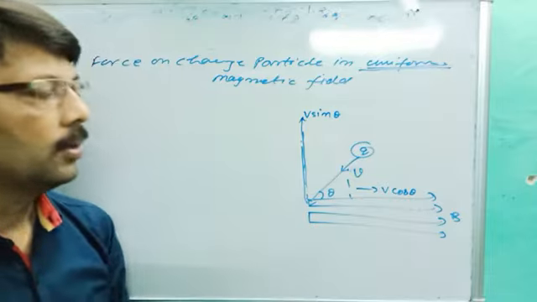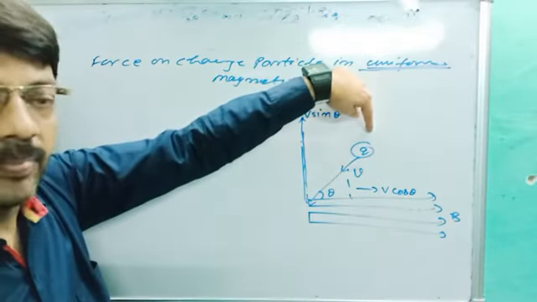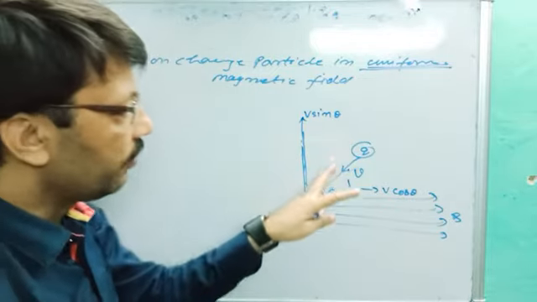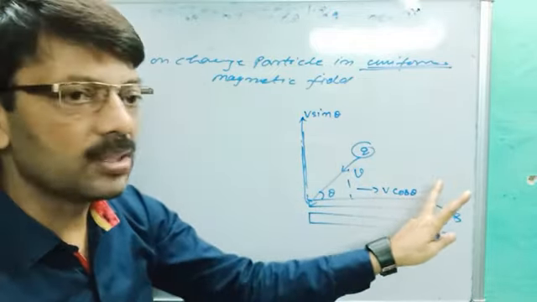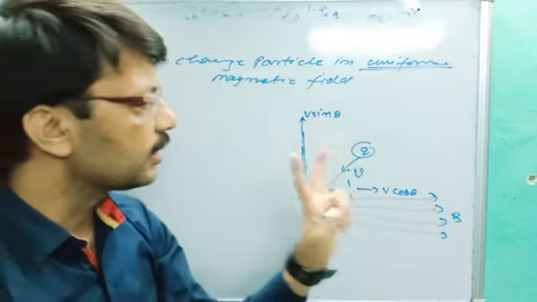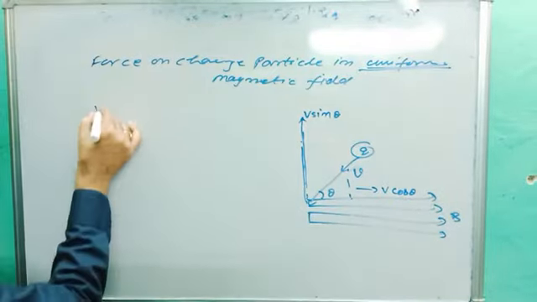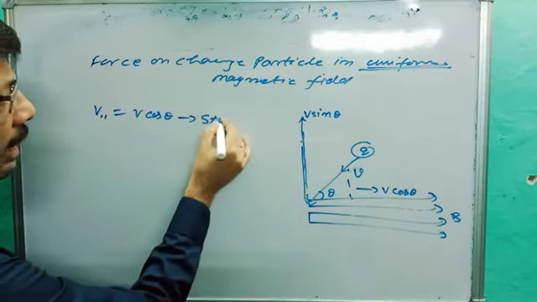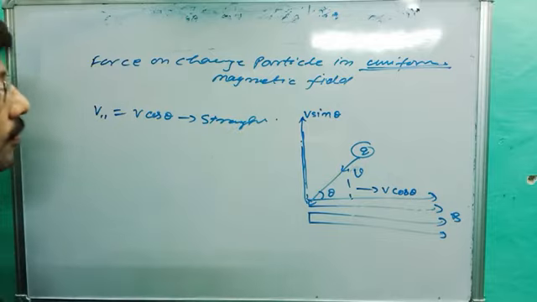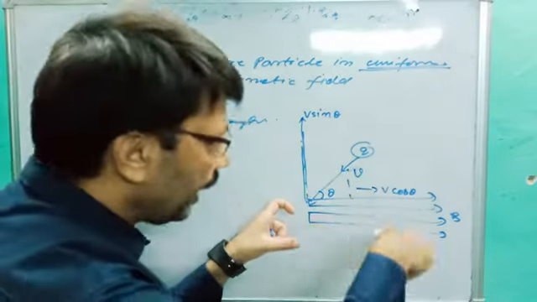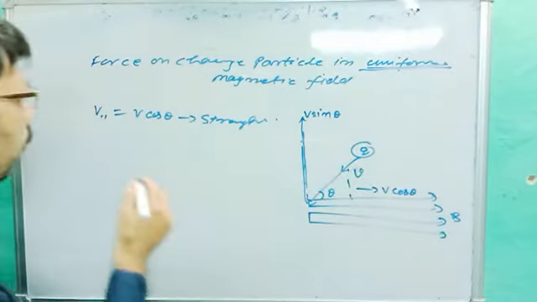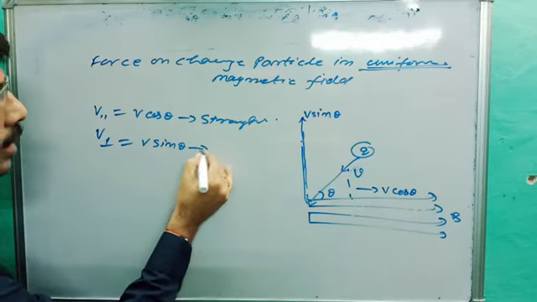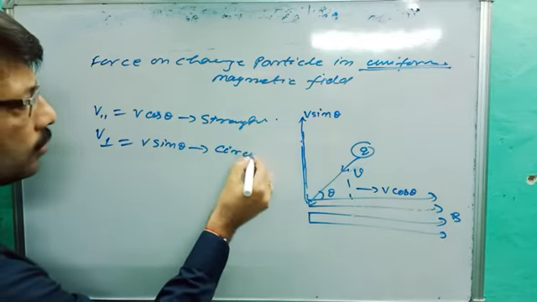Are you getting the point? When a charged particle Q enters with velocity v at a theta angle, then v is resolved into two components, v cos theta and v sin theta. There is separate work for them. The parallel component, v parallel, is equal to v cos theta. It tries to move the particle in a straight line. Very, very important. While v perpendicular is equal to v sin theta, it tries to rotate the particle in a circular path.